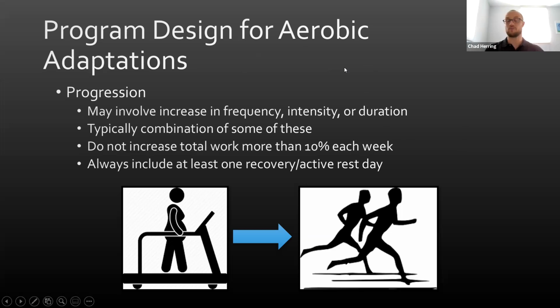So maybe we increase the frequency. Now we're doing it every single day instead of 3 days a week. Or maybe we increase the intensity. Now we're more power walking. Or the duration, that's an easy one. Now we're going to walk 10 or 20 minutes instead of 5 or 10. Okay. So for aerobic adaptations or aerobic training, we're going to have some kind of combination of these.